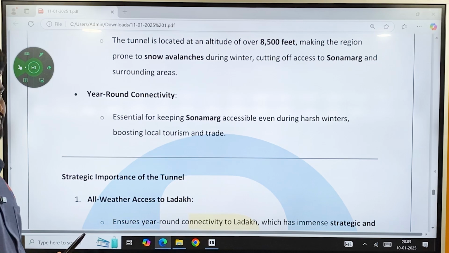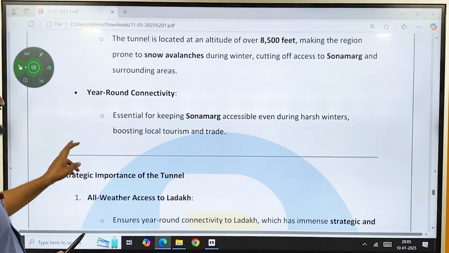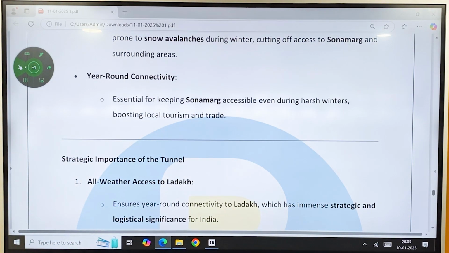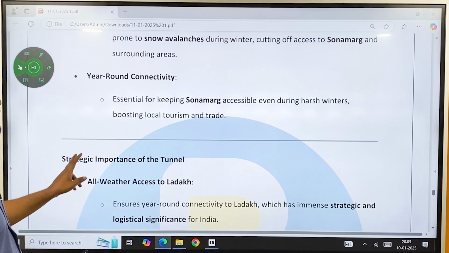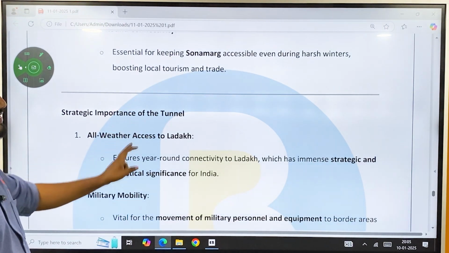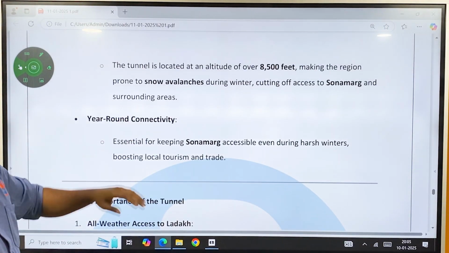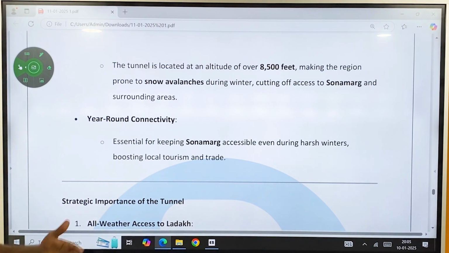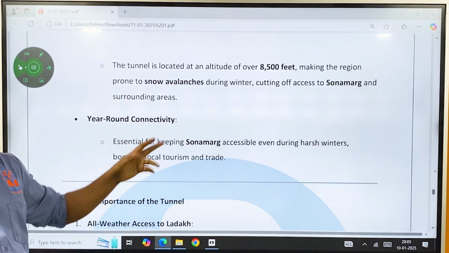Then it also aimed at year-round connectivity. It is essential for keeping Sonmarg accessible even during the harsh winters, boosting local tourism and trade. Whenever there are avalanches, all the roads will be filled with snow, which reduces the connectivity. So this is aimed at reducing those instances of lower connectivity.